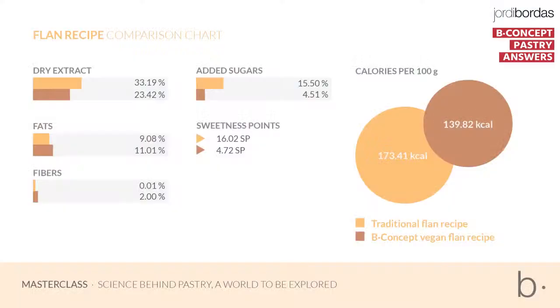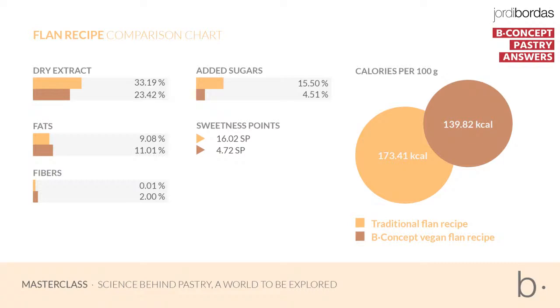We can see that the processes are pretty different. In the classic process, we blend all the ingredients, we emulsify all the ingredients, and we cook little by little on the bain-marie. But then we are going to move to the hazelnut flan with cacao, with chocolate.